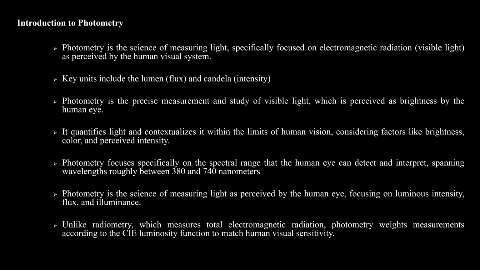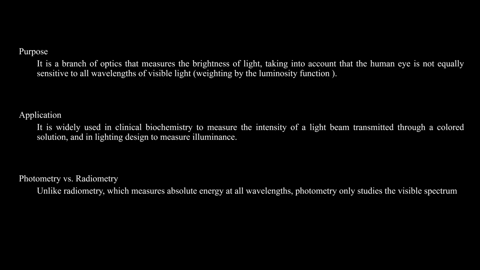The measurement of light concerns what the human eye perceives, focusing on luminance and intensity. Radiometry measures the total electromagnetic radiation, while photometry weights measurements according to the CIE function, which matches the human visual response. Now we move to the purpose of this branch of optical measurement: the brightness of light is taken into account because the human eye is not equally sensitive to all wavelengths of visible light.